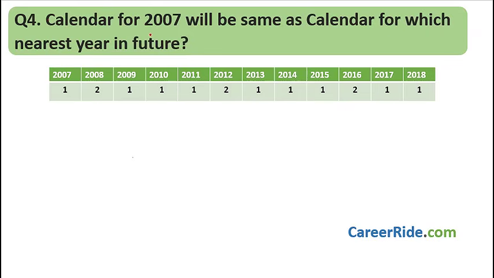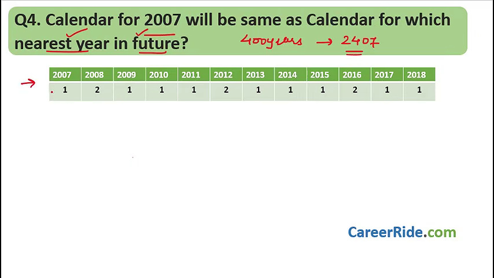Question number 4. Calendar for 2007 will be same as the calendar for which nearest year in future. Now pay a close attention to the words here, nearest year in future. Okay, because what we have already learned is that the calendar repeats in 400 years, right? So going by that logic, our calendar would repeat in 2407, but this is far future, this is not near future, and you may not find this option at all in the question.